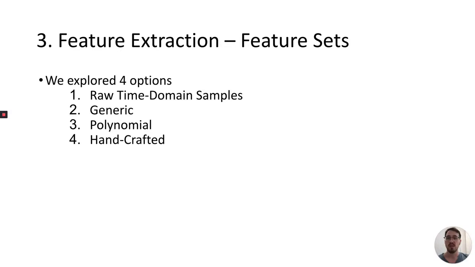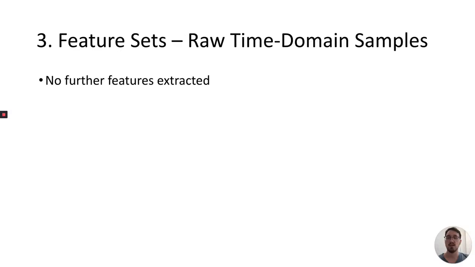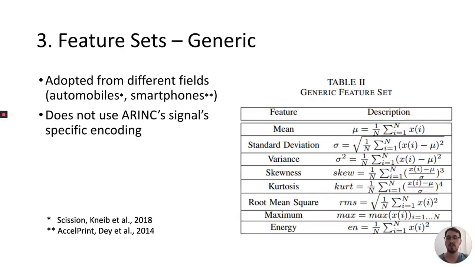For each of the segments, we extract features. We explore 4 types of feature sets. Time domain: don't extract any features, use the vector of voltage samples. Simple. Generic: composed of mean, variance, skewness, and several other similar statistics. This feature set is inspired by feature sets used in other domains. We call this the generic feature set because it does not take into account the specific encoding of ARINC 429.